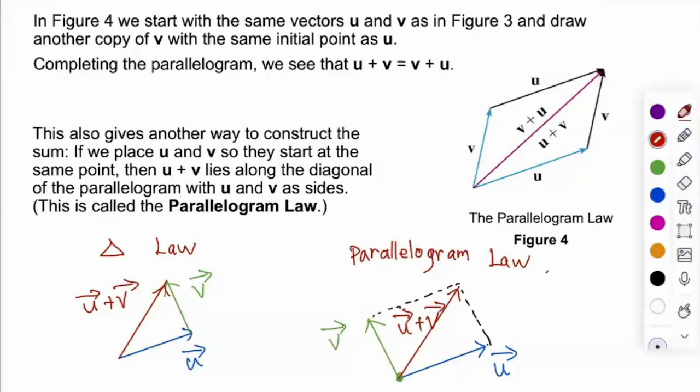Huh? Oh, you have parallelogram? Anybody like triangle law? Yeah, you like triangle. Yeah, I like triangle law. Okay, this is a free country. You can choose which one you like.